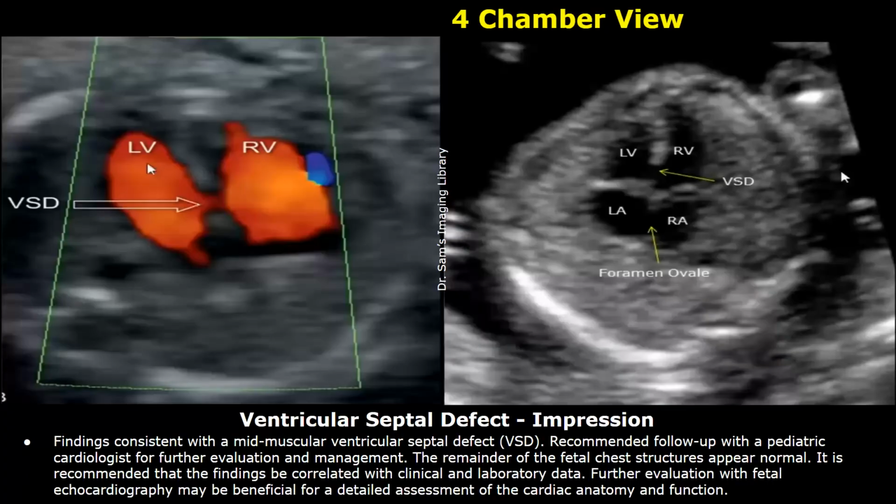This is the impression. Findings consistent with a mid-muscular ventricular septal defect. Recommended follow-up with a pediatric cardiologist for further evaluation and management. The remainder of the fetal chest structures appear normal. It is recommended that the findings be correlated with clinical and laboratory data. This line is important. Further evaluation with fetal echocardiography may be beneficial for a detailed assessment of the cardiac anatomy and function.